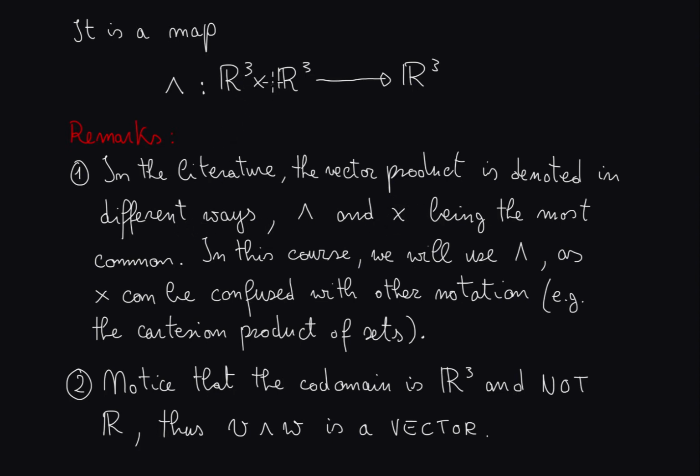But cross is already very much abused in mathematics. For example, it is already used for taking the Cartesian product of sets or vector spaces. Therefore, I will favor the wedge notation as opposed to the cross notation. In this course, we will use wedge, as the cross can be confused with other notation. Notice that the codomain is R3 and not R. Thus, v wedge w is a vector.